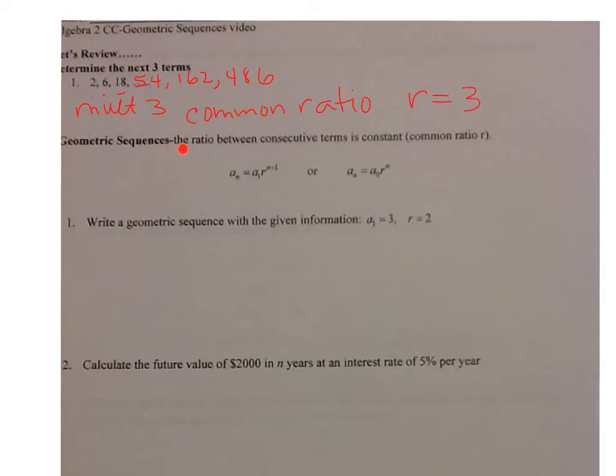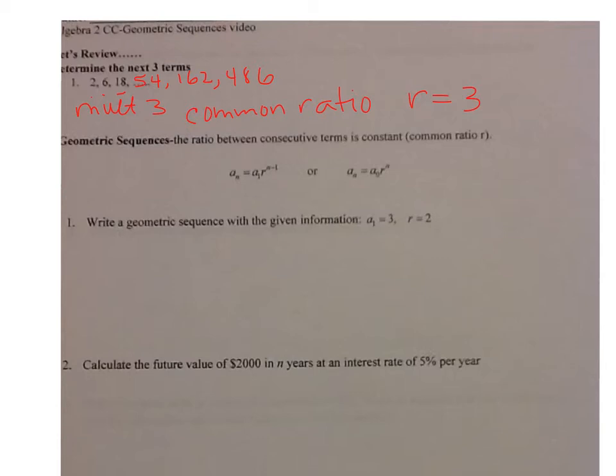Okay, so in a geometric sequence, the ratio between consecutive terms is constant, like I just told you, called the common ratio R. So there is a formula for this. A sub n equals a sub 1 times R raised to the n minus 1 power. Okay, so don't get confused with this one as being recursive though. Be very careful. This one is geometric.